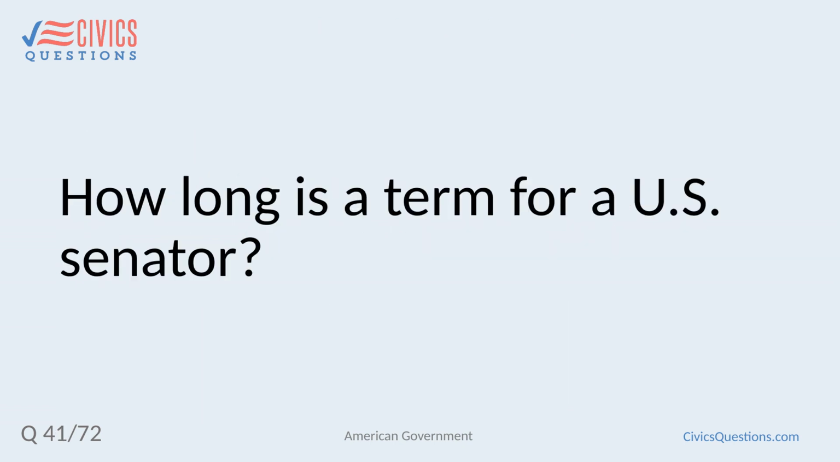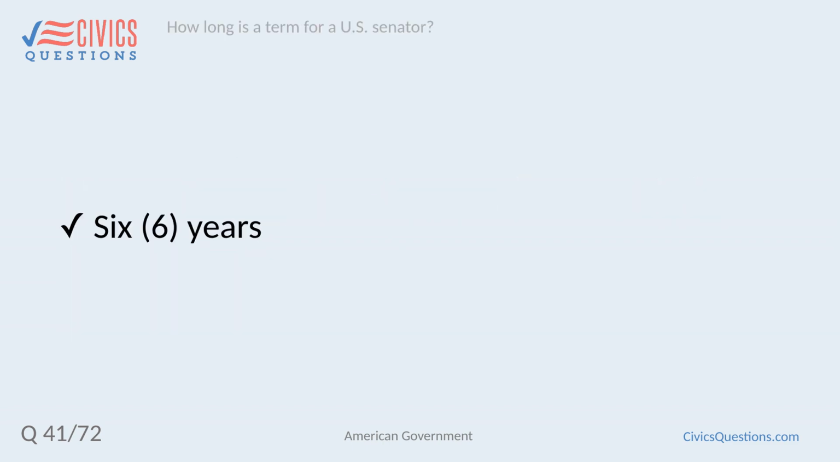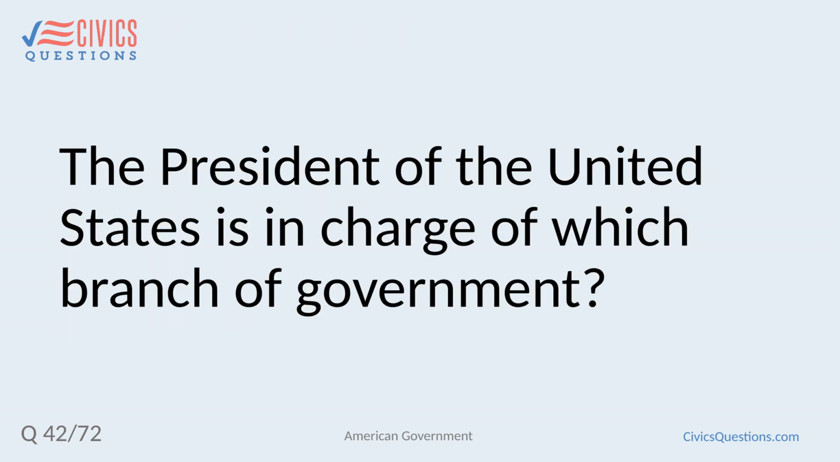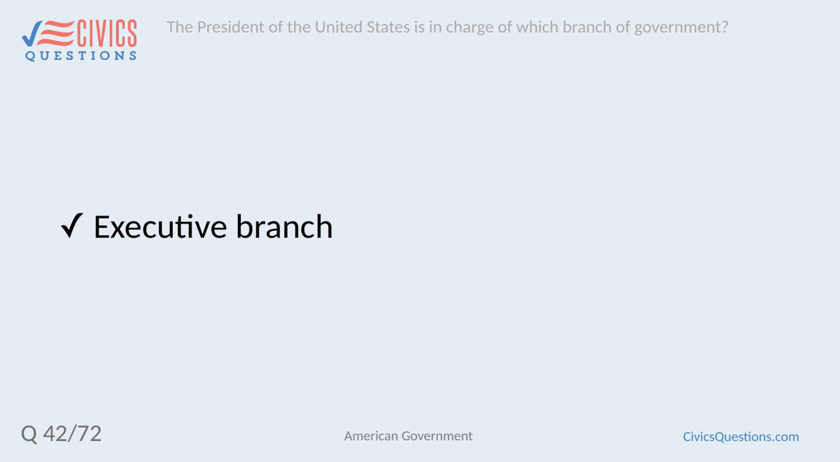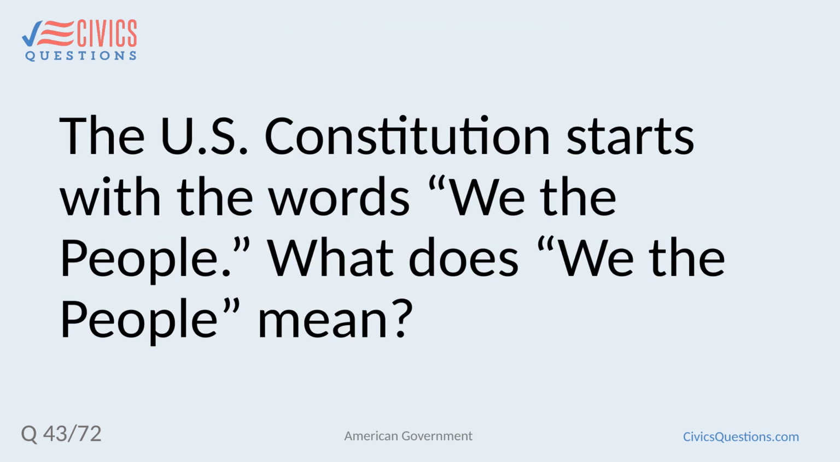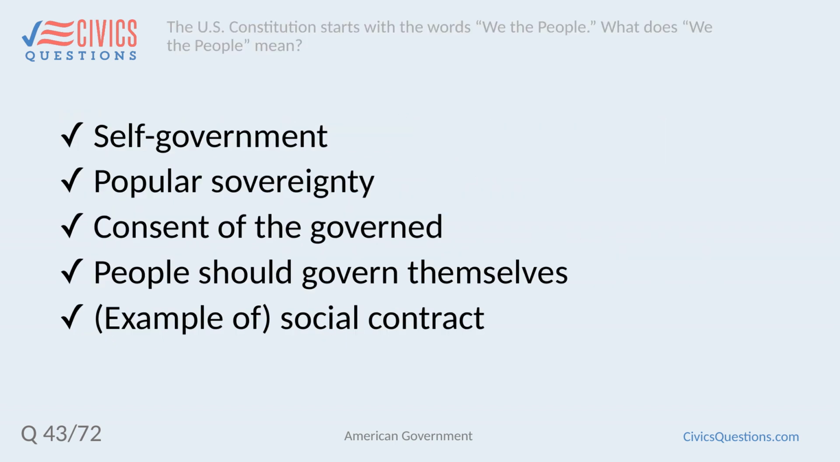How long is a term for a U.S. Senator? 6 years. The President of the United States is in charge of which branch of government? Executive branch. The U.S. Constitution starts with the words, "We the people." What does "we the people" mean? Self-government, popular sovereignty, consent of the governed. People should govern themselves. Example of social contract.